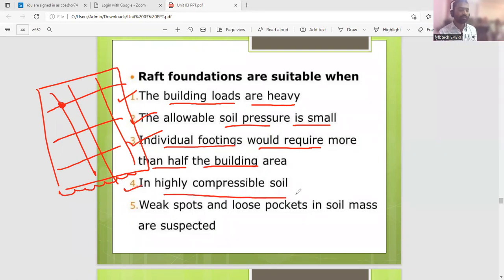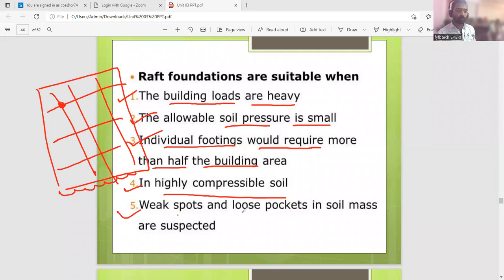In highly compressible soil, a highly compressible soil is nothing but a weak soil. Whenever soil comes in contact with water, the soil gets compressed. As a result, there is a settlement in the foundation, and a settlement in the entire structure. As a result, cracks appear in the structure. If cracks appear in the structure, it means the structure is going to collapse. It is under failure. That's why whenever there is a weak soil, we are providing the mat foundation.